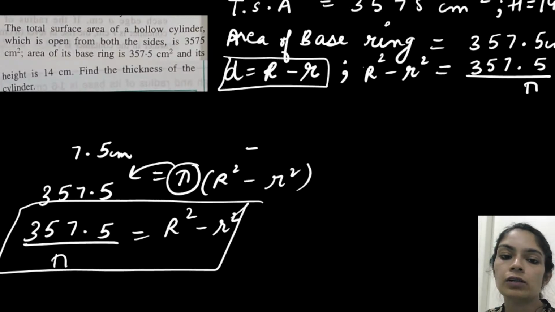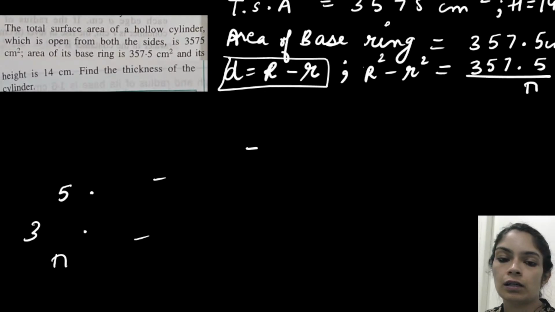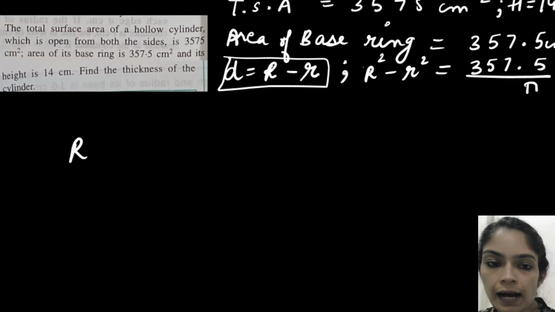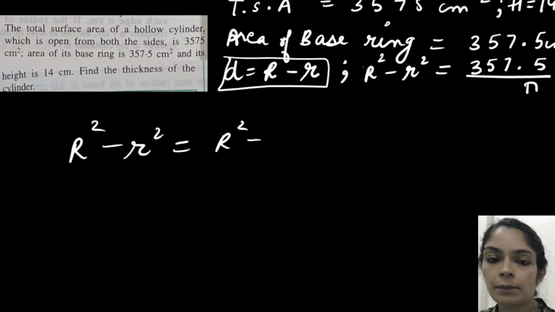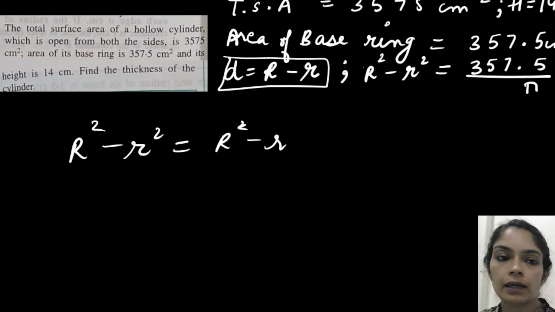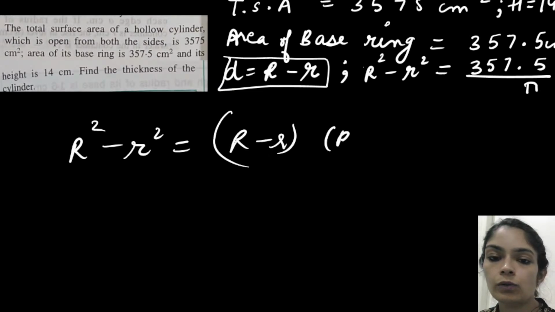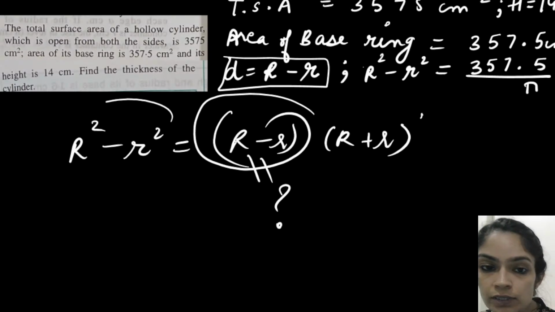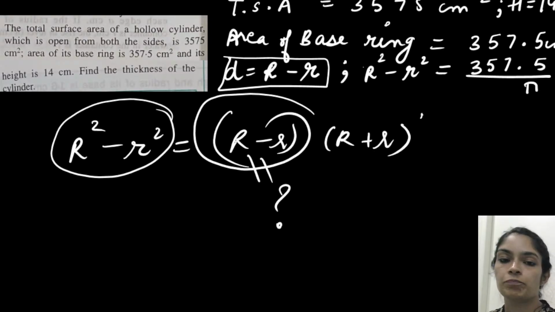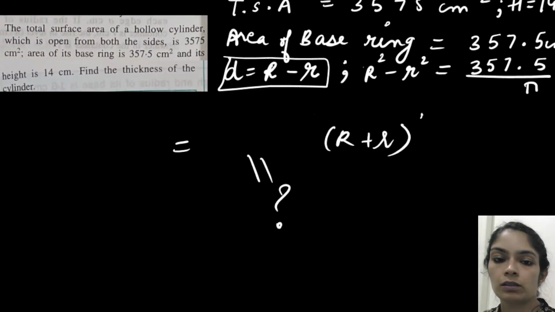I found the value of this thing, and I'll tell you the reason why. See, we know R square minus r square. If you apply the formula a square minus b square, it will become a minus b into a plus b. This is what we have to find. Because of this reason, I found the value of this, so that we can do this.